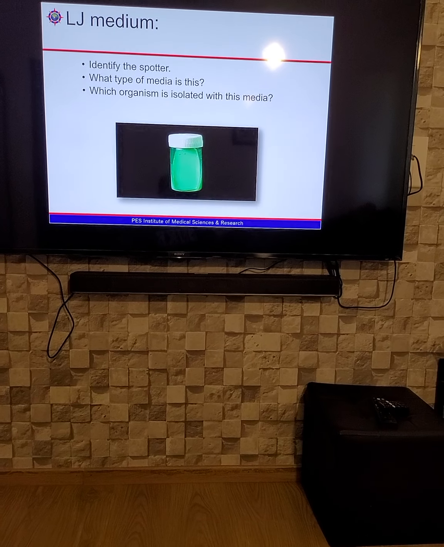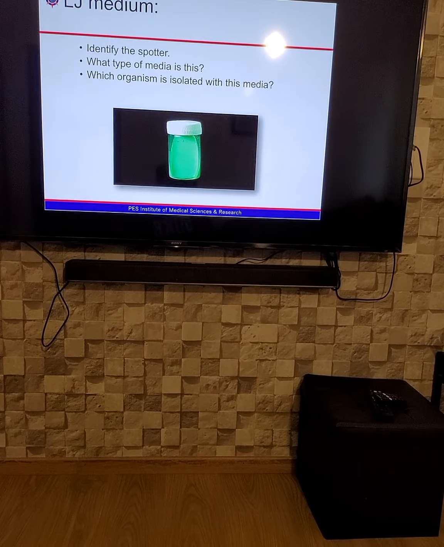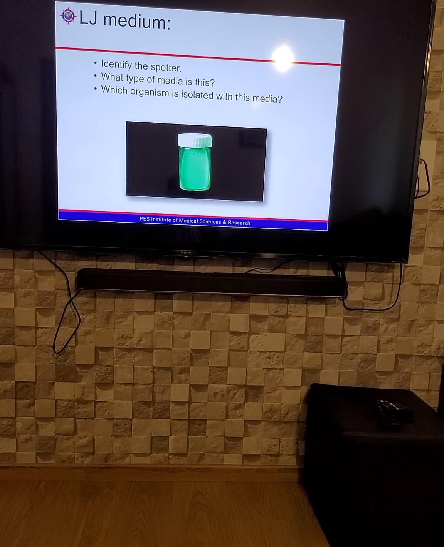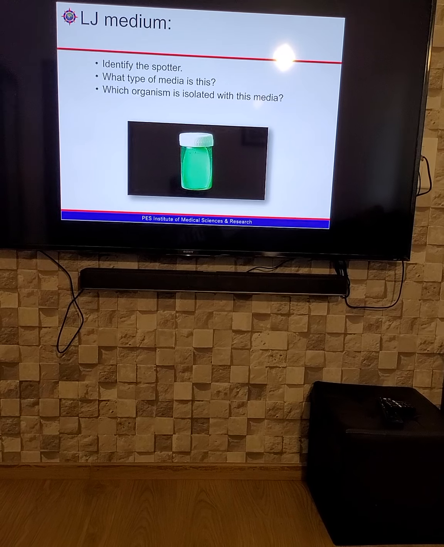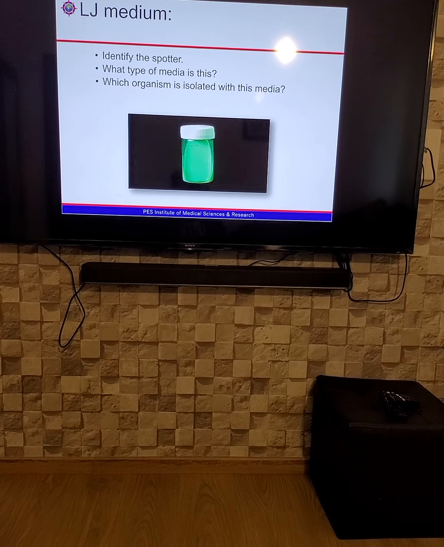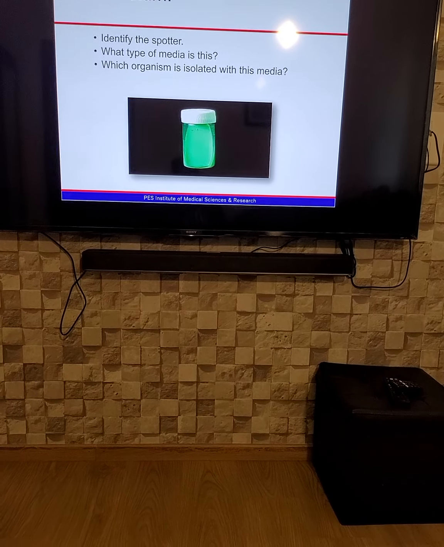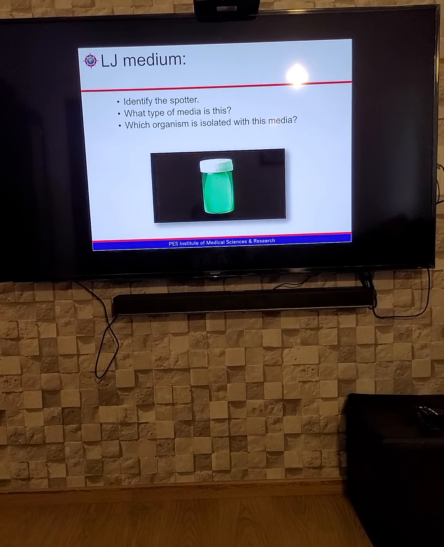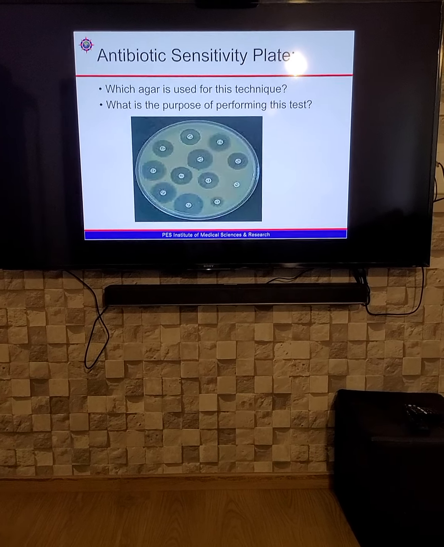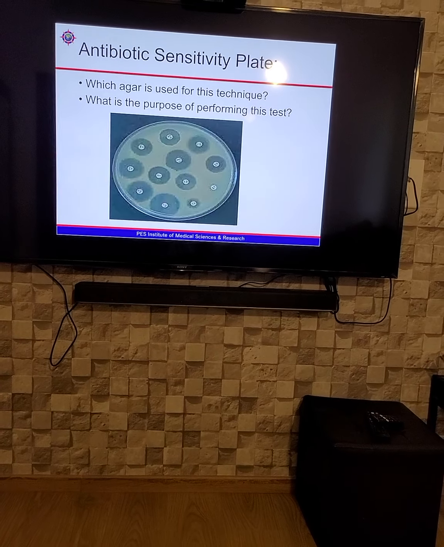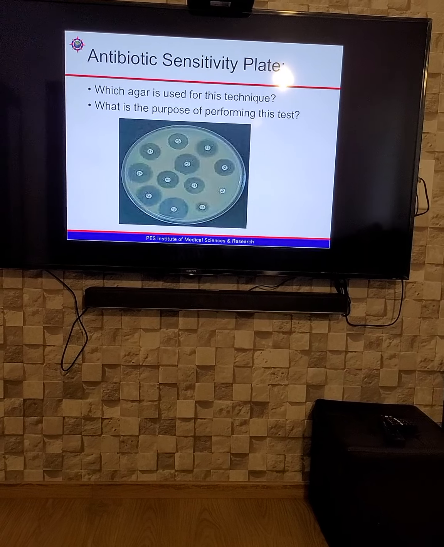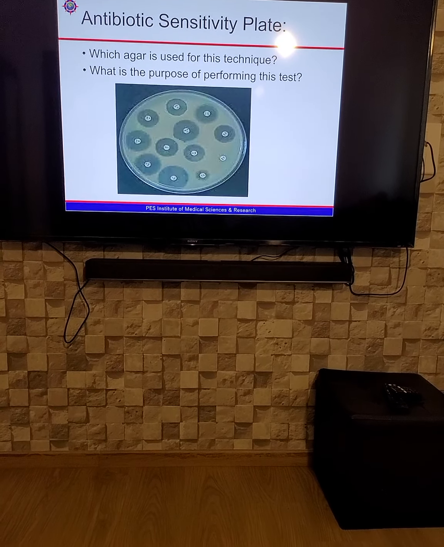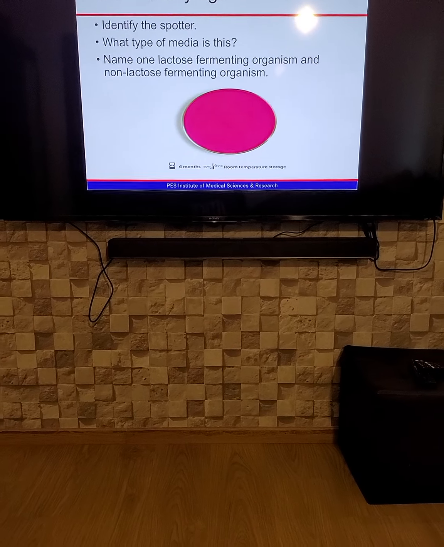LJ medium contains mineral salt, asparagine, glycerol, and beaten egg, sterilized by inspissation, and it is dispensed in screw cap bottle. It is used for growing Mycobacterium tuberculosis. This is disc diffusion method for doing antibiotic sensitivity. And please remember, the zone of clearance is called zone of inhibition.